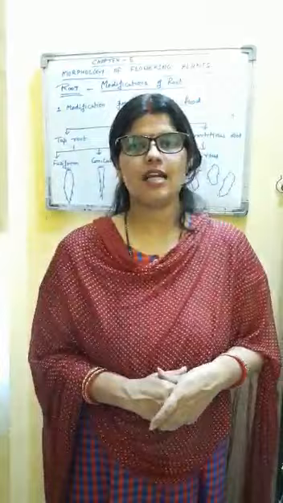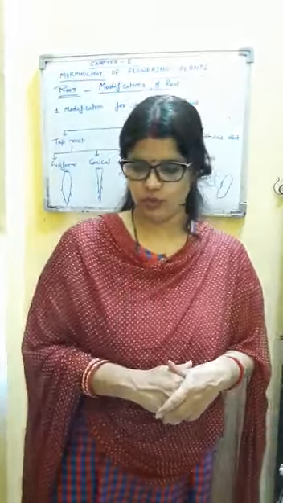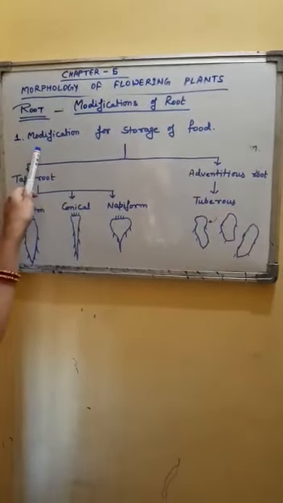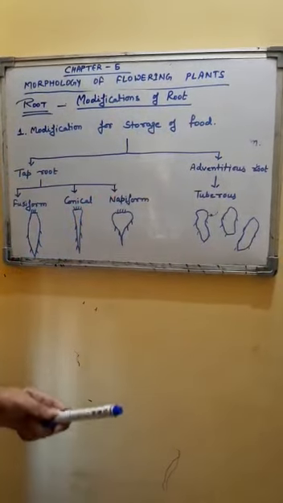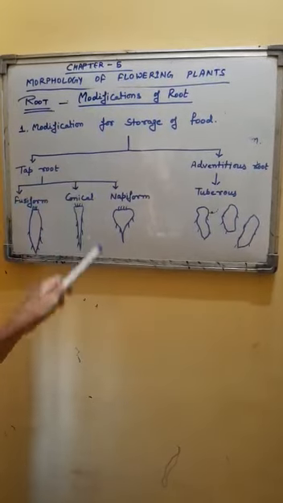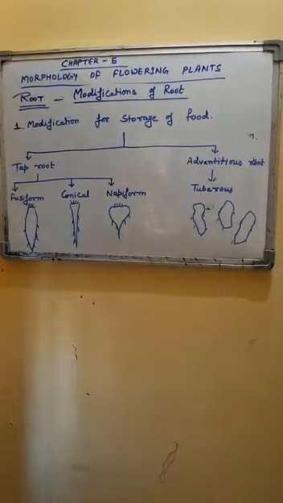So first we will start with the modification of root for storage of food. Roots are sometimes modified for storage of food. Since the food is stored inside the root, sometimes the change in shape is obvious.